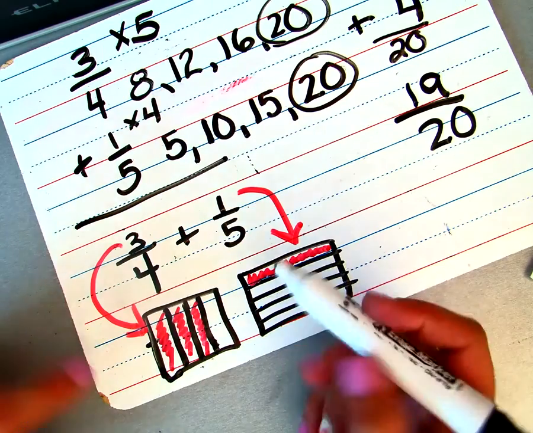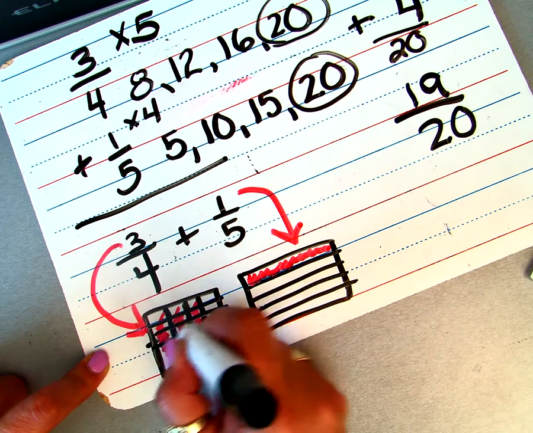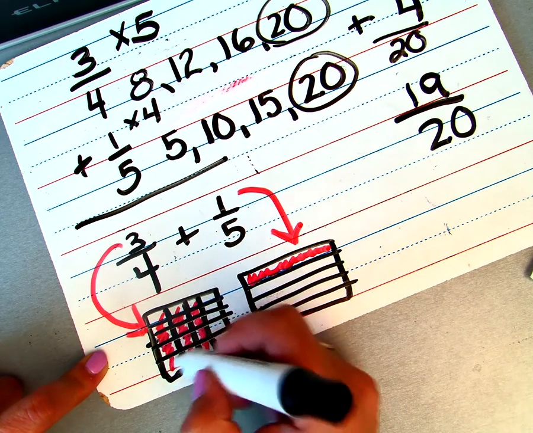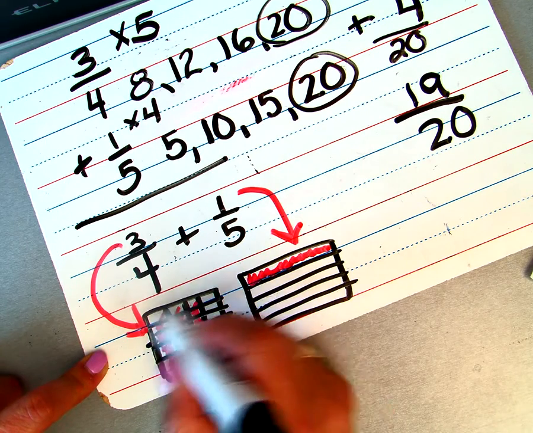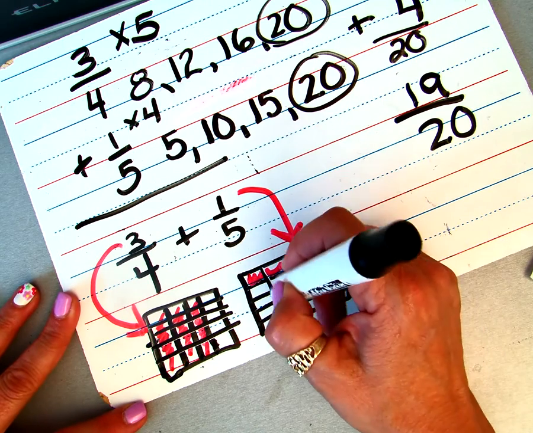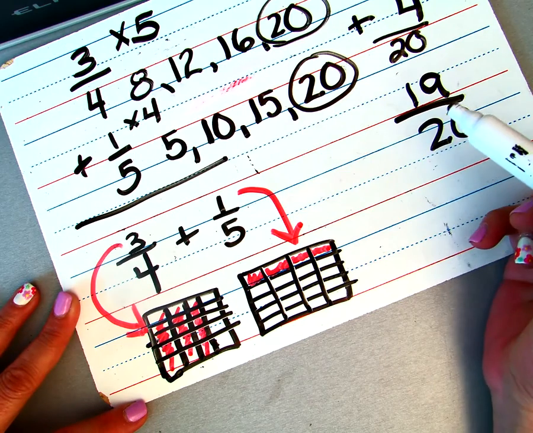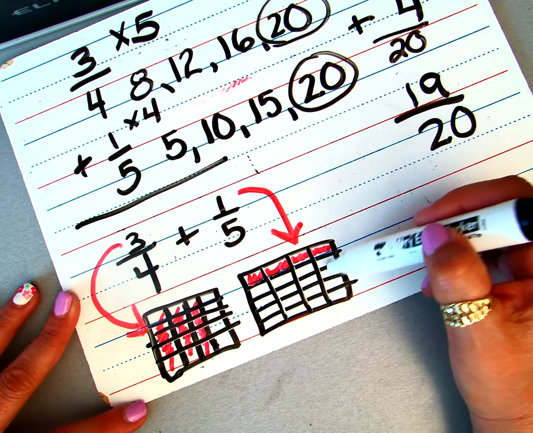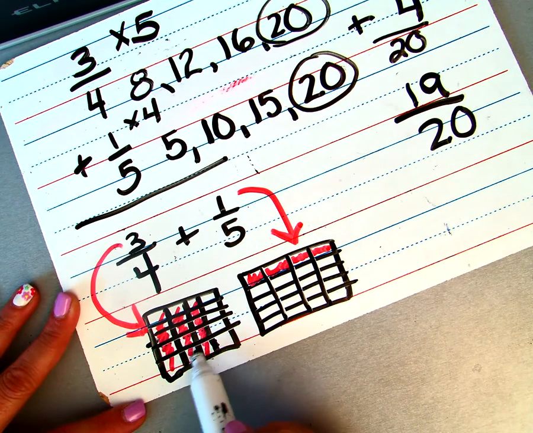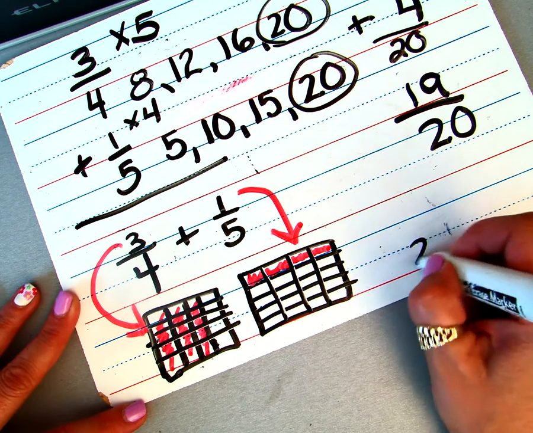Next step, split this one into fifths. 1, 2, 3, 4. 1, 2, 3, 4 fifths. Right? 1, 2, 3, 4, 5. And this one I have to split into fourths. 1, 2, 1, 2, 3, 4. How many total pieces do I have? 1, 2, 3, 4, 5, 10, 15, 20. I should have 20 here. 1, 2, 3, 4, 4, 8, 12, 16, 20. I have 20 in both.